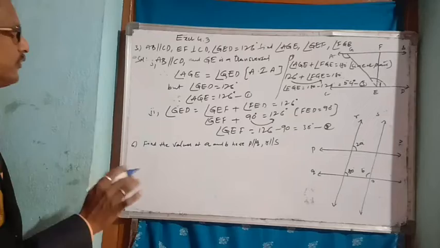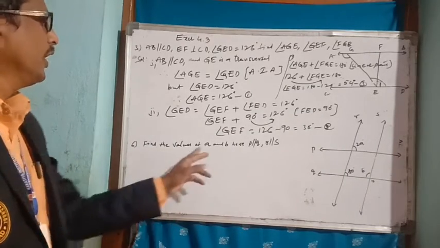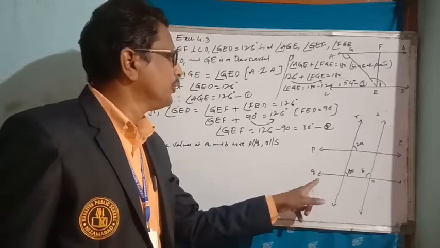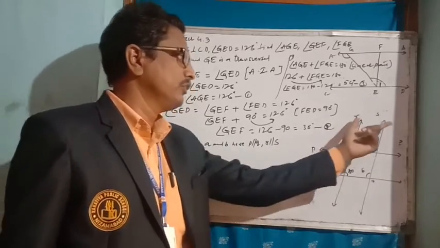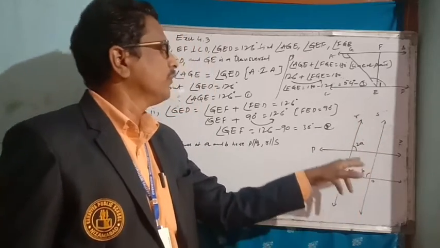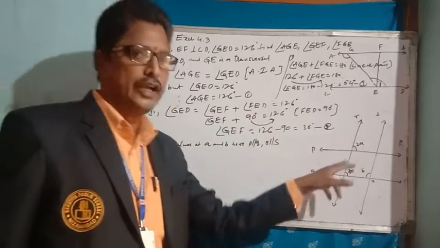Okay. Next we come to the next question, sixth question here. Find the values of a and b. Here P is parallel to Q and R is parallel to S. These two are parallel and these two lines are also parallel. Then what are the angles given here? Here 2a is given, here 80 is given, here b is given. So I have to find a and b.